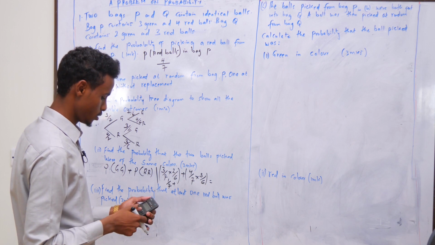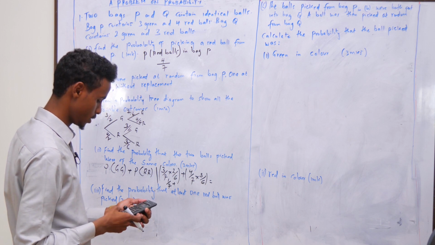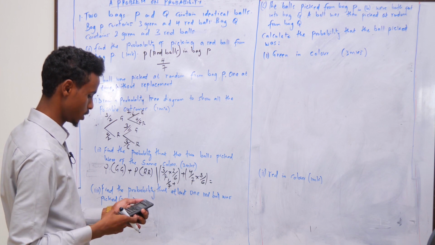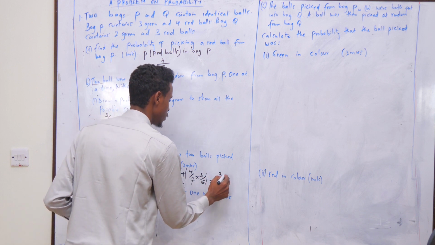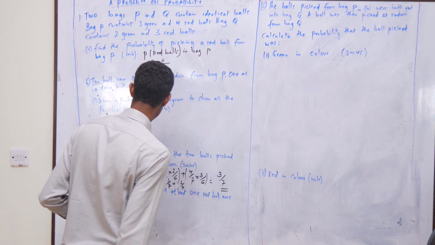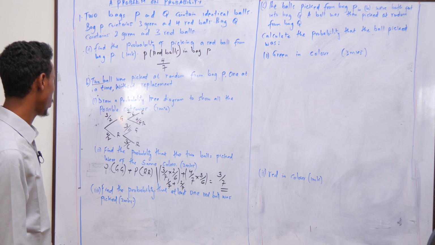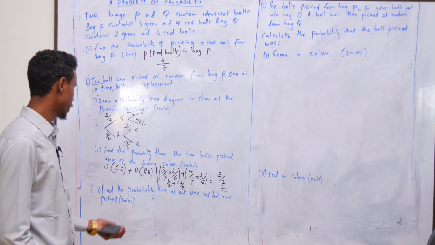3 out of 6. 4 out of 7 times 3 out of 6. And this will also be 2 out of 7. Now this one to give us 3 out of 7. Find the probability that at least one red ball was picked.